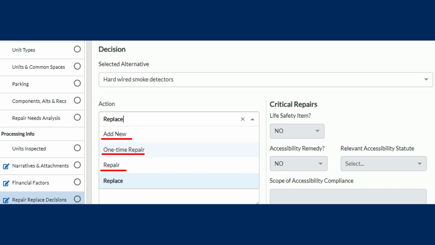A regular repair, which CNA eTool refers to simply as a repair, applies to items where periodic, cyclical overhaul or replacement of subcomponents is customary, such as elevator repairs. A replacement is just what it sounds like, a complete replacement of the component. If you agree with the preparer's selection, select the action in bold print. If not, select another action.